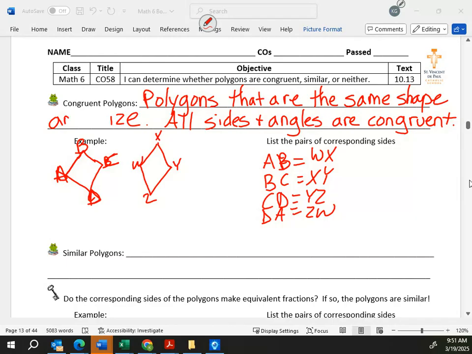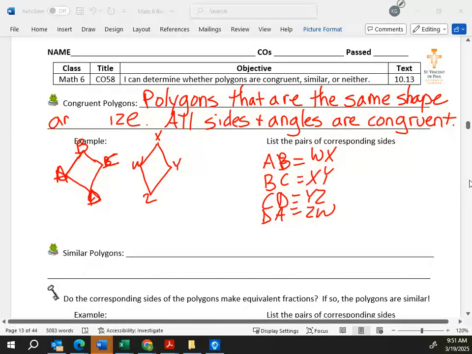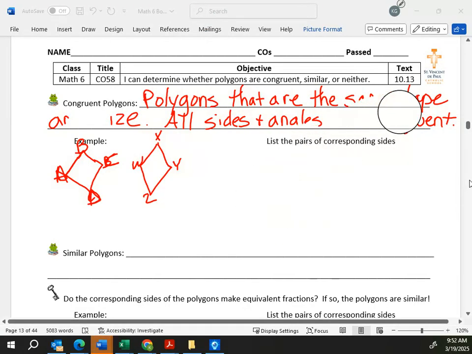Your two shapes should look identical. I went fast drawing it, so it doesn't necessarily look identical, but if you're going to draw congruent polygons, you want them to look the same as much as you can. So congruent polygons are identical.